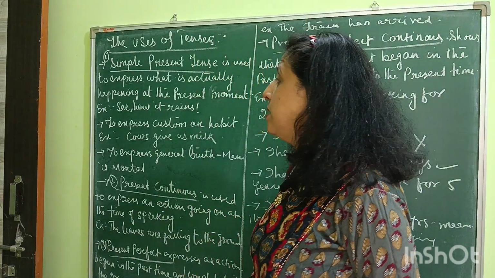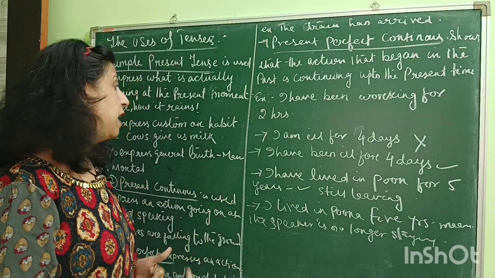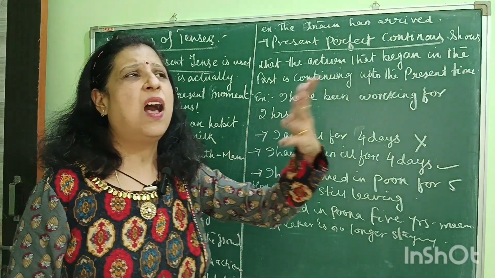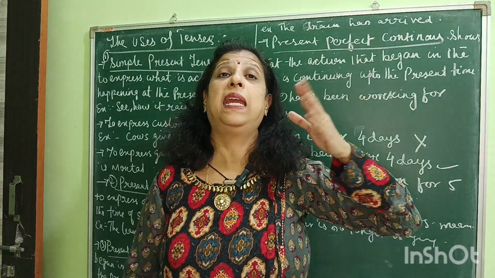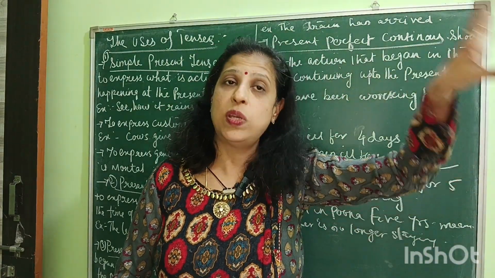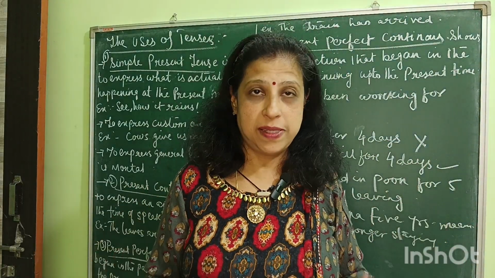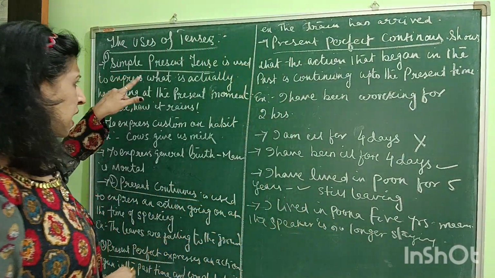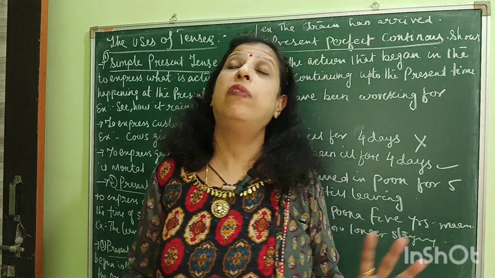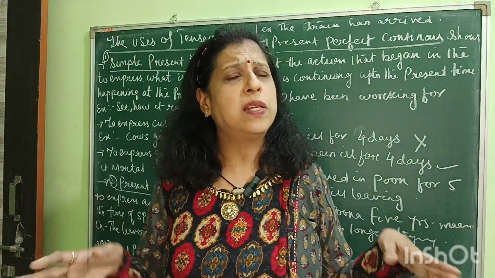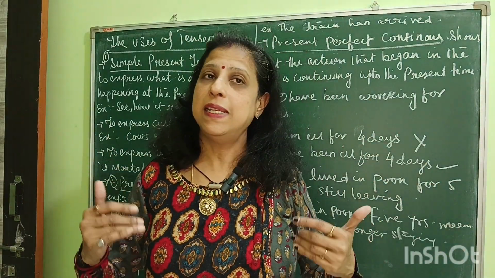Now, simple present tense is used to express what is actually happening now in the present time. If I say, see how it rains, that means that now it is raining. It is in the present situation, it is raining. So we can say that is called simple present tense. Now, if I say, see how cold wind is blowing, it means that it is blowing now. Okay, so that is called simple present tense.